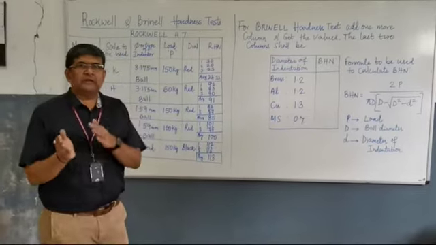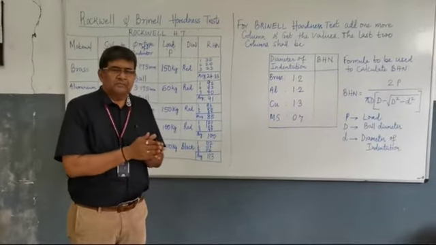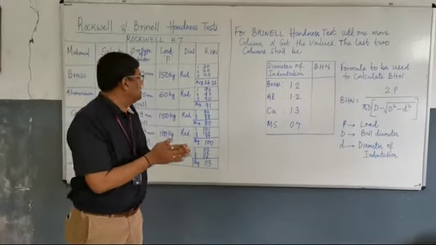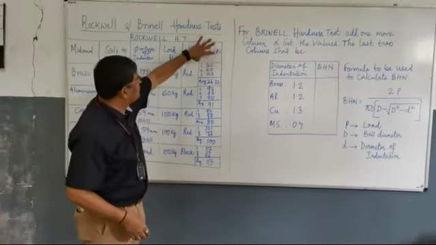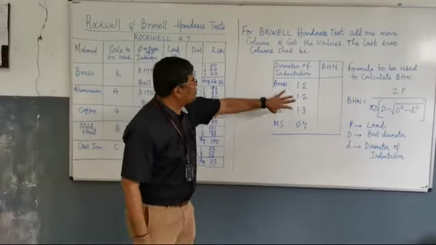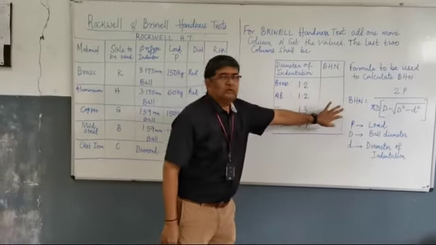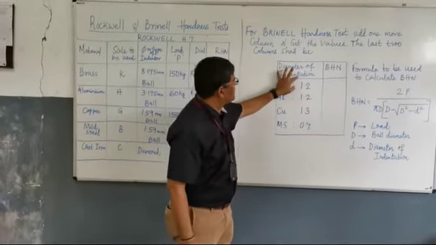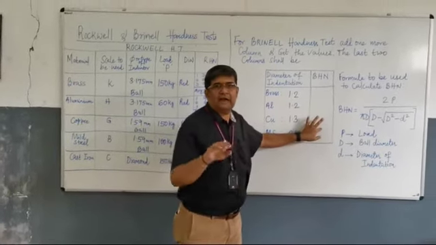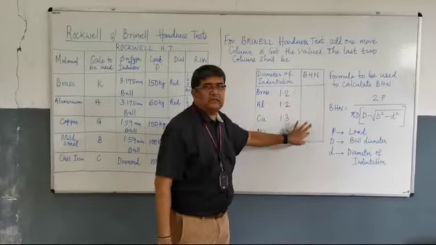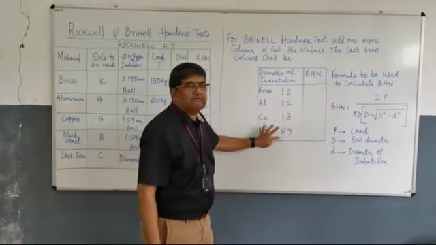So what you need to do is, when you are writing the Brinell hardness test journal, you will remove this part, that is the Rockwell hardness, and the last two columns will be these two. So it is diameter of indentation and Brinell hardness number. So this has to be calculated. That I have left to you. You can calculate these values, but I have given you the diameter of indentation.